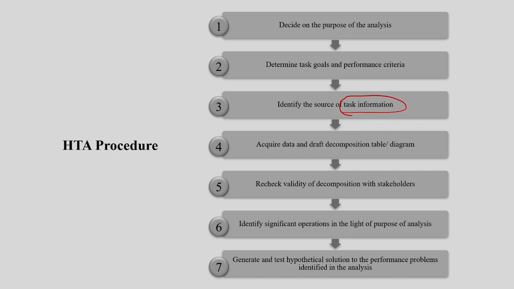So, here it is a feedback mechanism. The information can come from here, and after getting the feedback you can again redo the task, you can redo the table. Once the table is ready, identify the significant operation in the light of purpose of analysis. Whatever your objectives are, based on that you identify the significant operations.